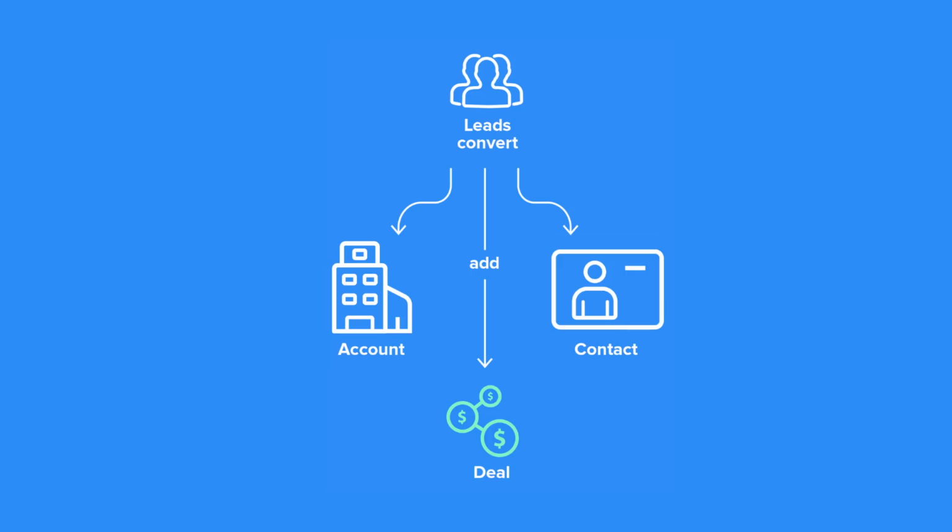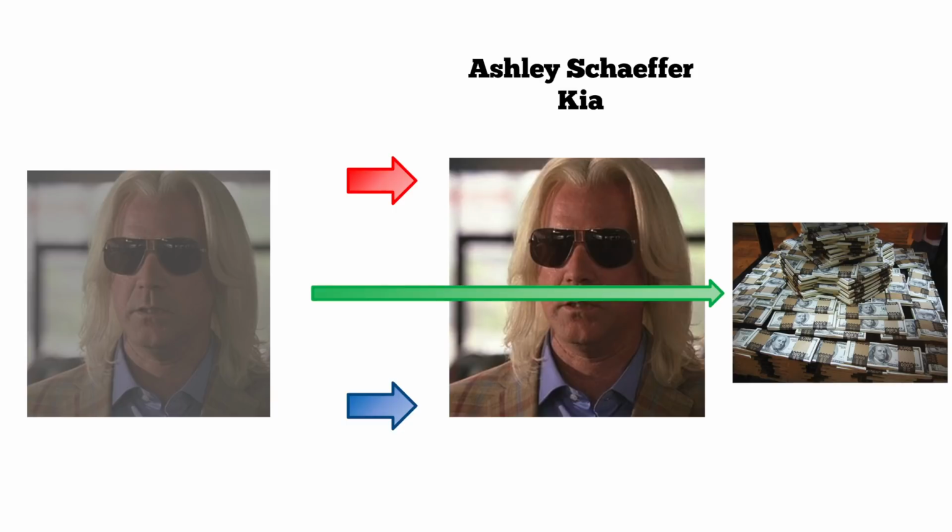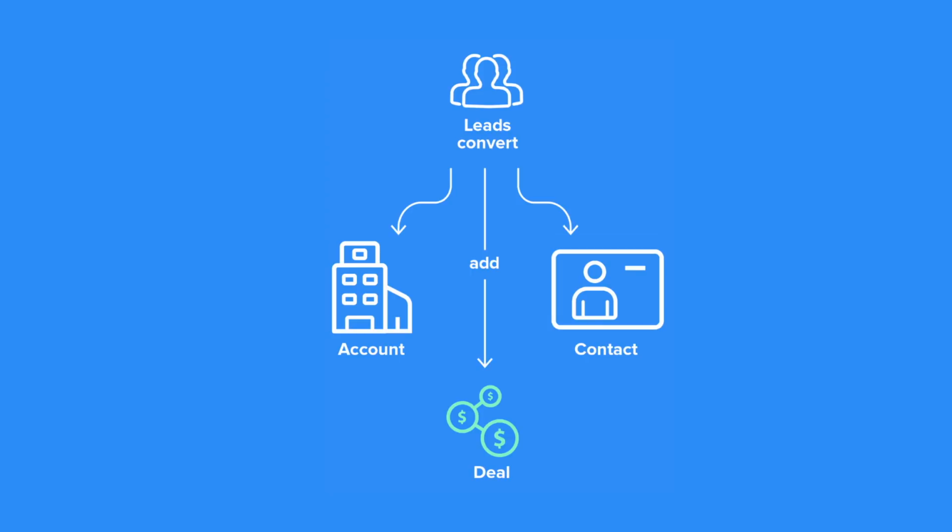When you convert the lead, you're going to be creating a few different records. You've got an account, that's the business, the contact is the individual there, and the deal is just the opportunity. So if we have an example here, I don't know if anybody watches Eastbound and Down, but I'm a fan. This is Ashley Schaefer, better known as Will Ferrell, and he sells cars. So we're going to convert Ashley Schaefer into an account and contact and create a deal to represent the opportunity with them. There's that diagram one more time.